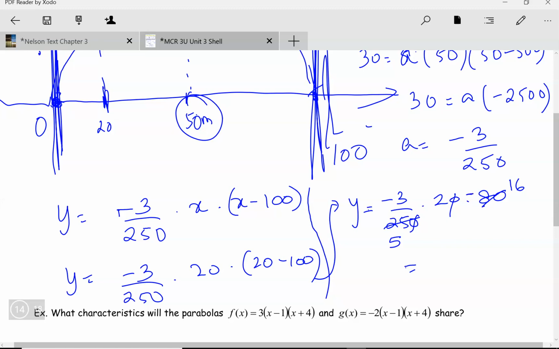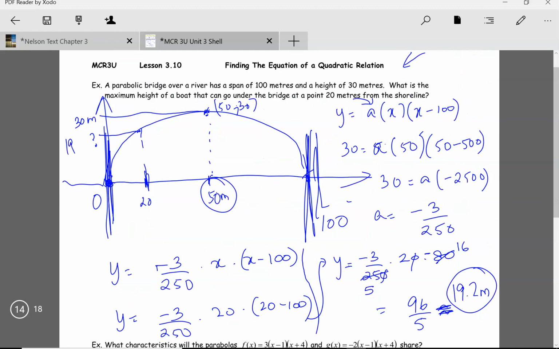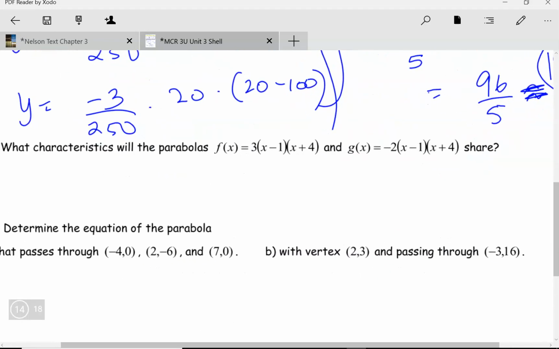Should this be negative 80? Yeah, negative 80. Negative 3 times negative 2 is 6. 6 times 16 is 96. So I get 96 over 5, which is exactly equal to 19.2 meters. And this is now the maximum height. So my boat can only be 19.2 meters high. So that's my answer. And there you go. That was that. This is an easy question.